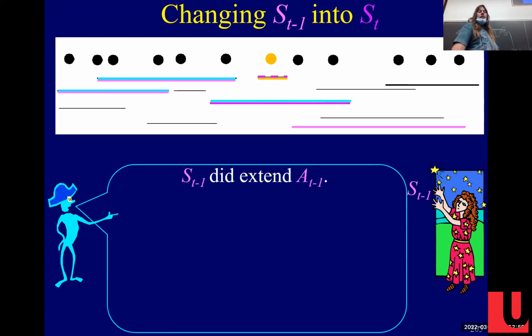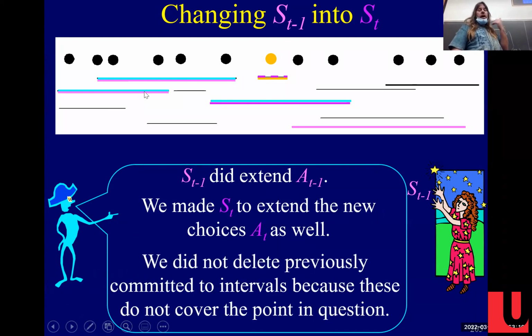And now we have to prove, does it extend? Well, again, here we have to be a little subtle. We have to make sure we didn't delete anybody earlier, right? But why didn't we delete those? Because it didn't cover the point in question, right? So we're not deleting the earlier thing. We are adding the one that the algorithm cares about. And so we're good. Everybody good with that?